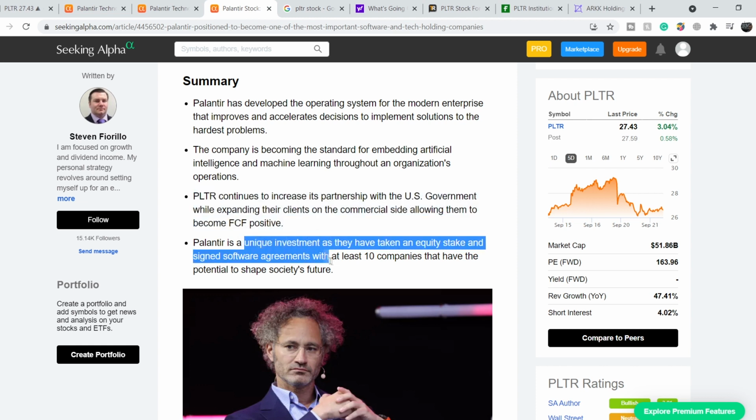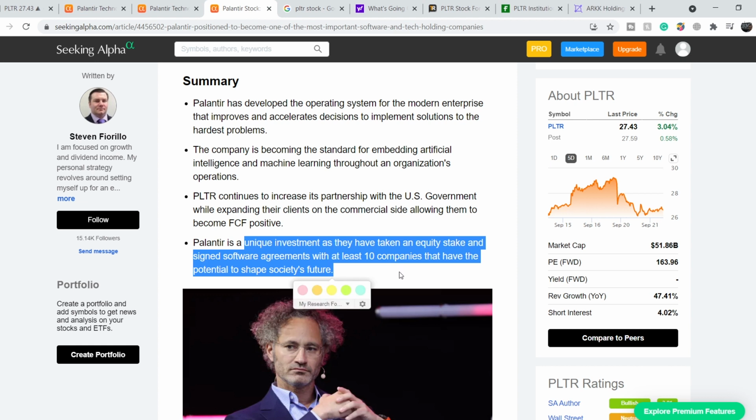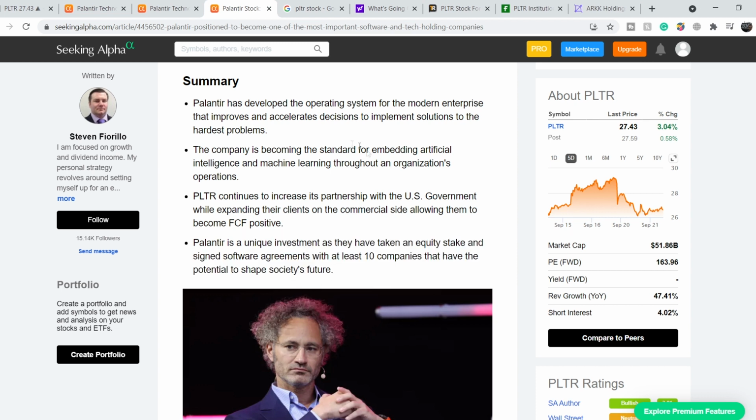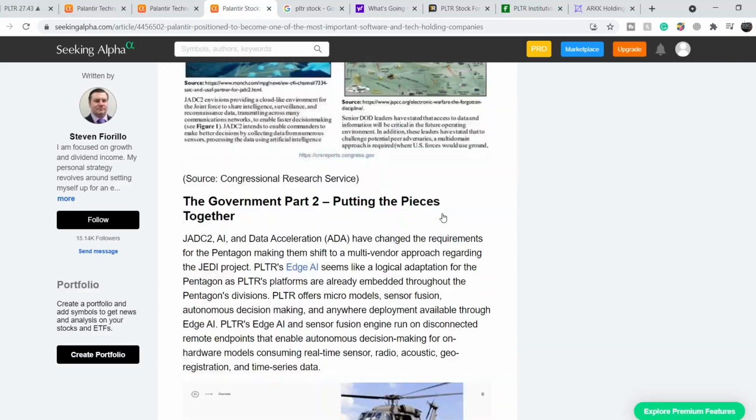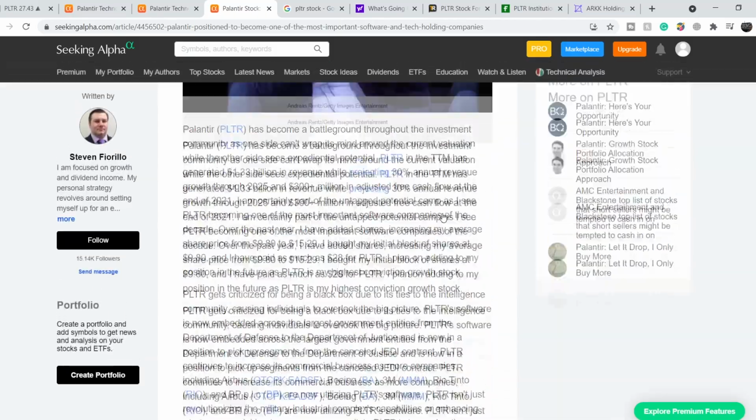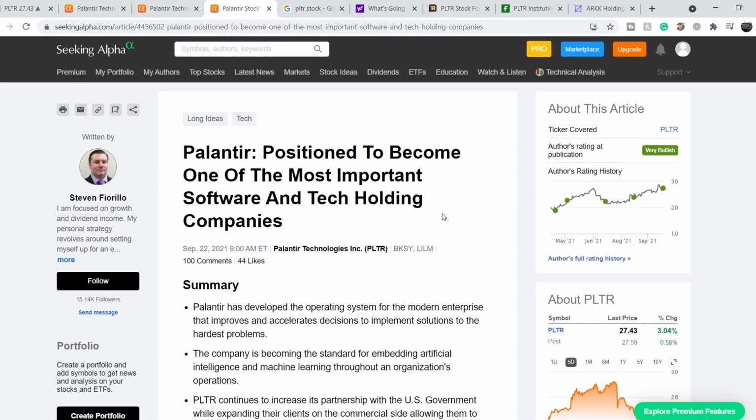Palantir is a unique investment as they have taken an equity stake and signed software agreements with at least 10 companies that have the potential to shape society's future. I will put the link to this article in the description below. You can read it yourself because it is quite a lengthy and detailed article. I have to say that this article is extremely bullish on Palantir, and I'm also very bullish on Palantir. But for now, I have some concerns about the next movement, and I will share them in my technical analysis.